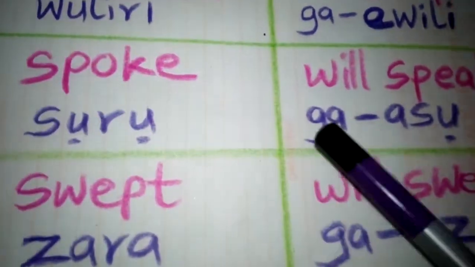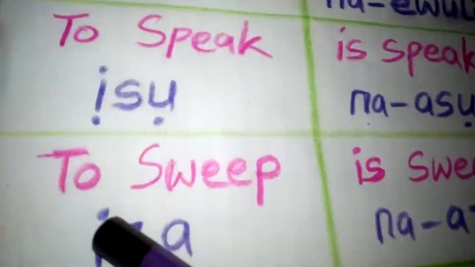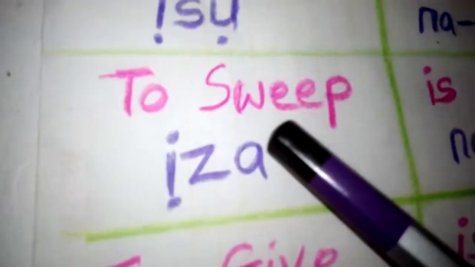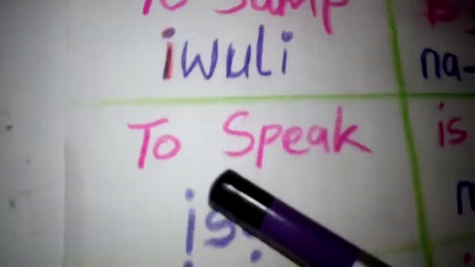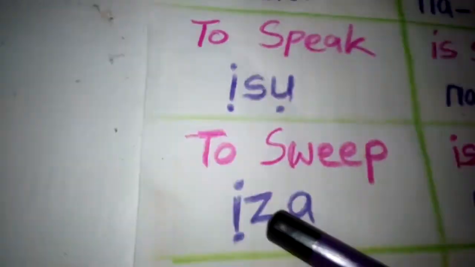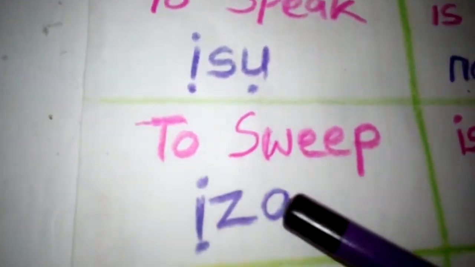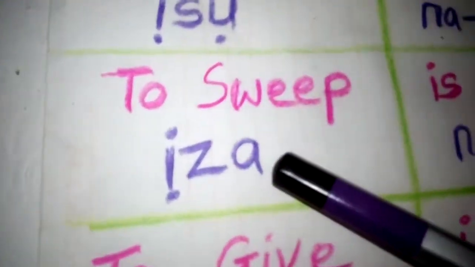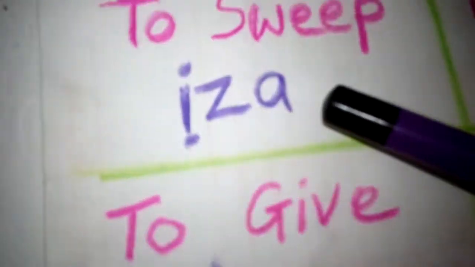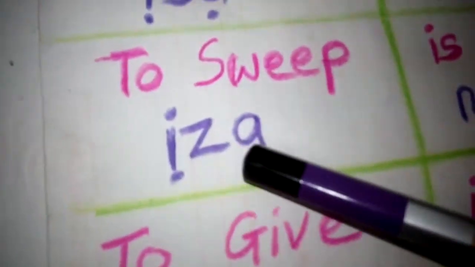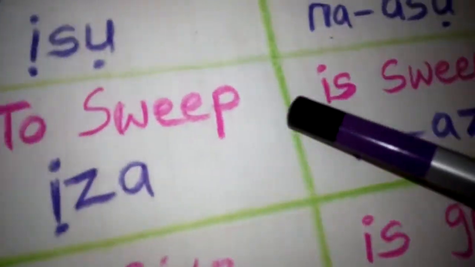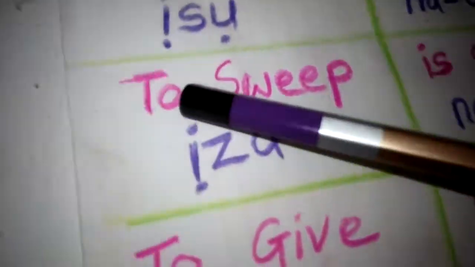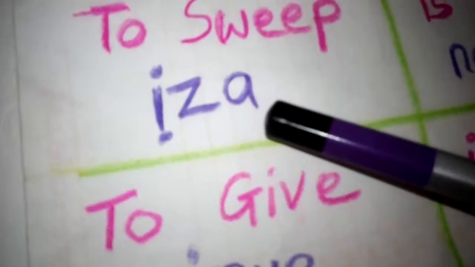Igbo, ga aso. So, to sweep. Iza. Present is za. Za ihe, sweep something. To sweep is iza.